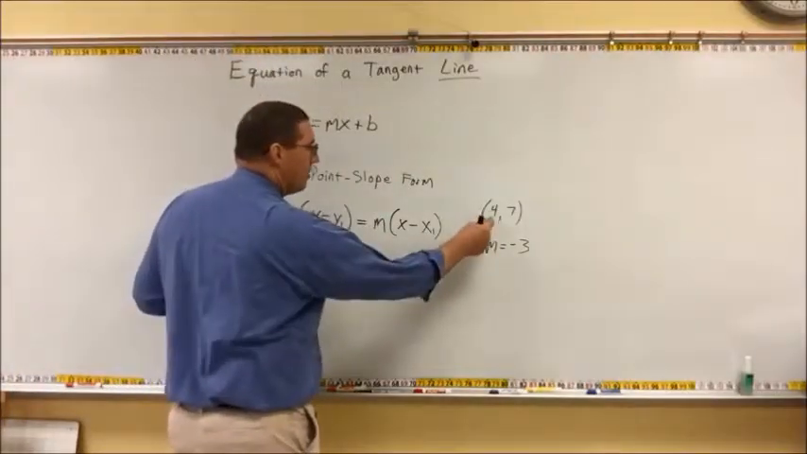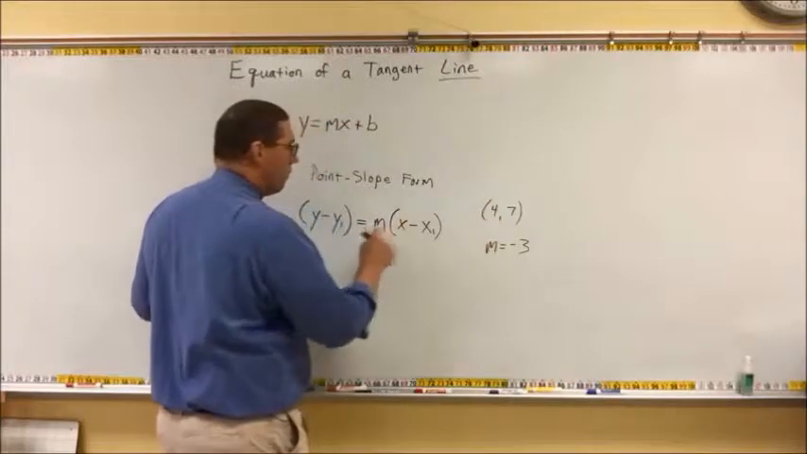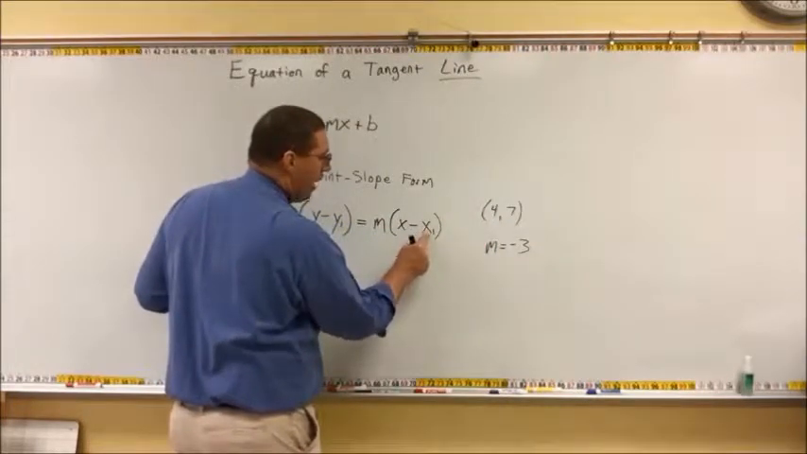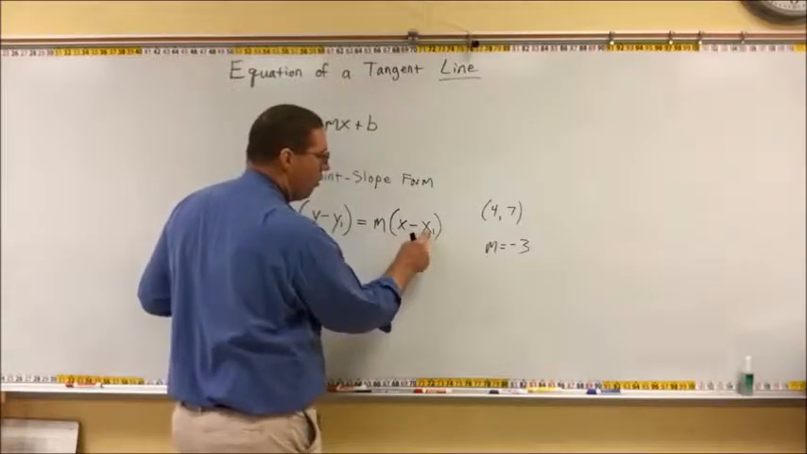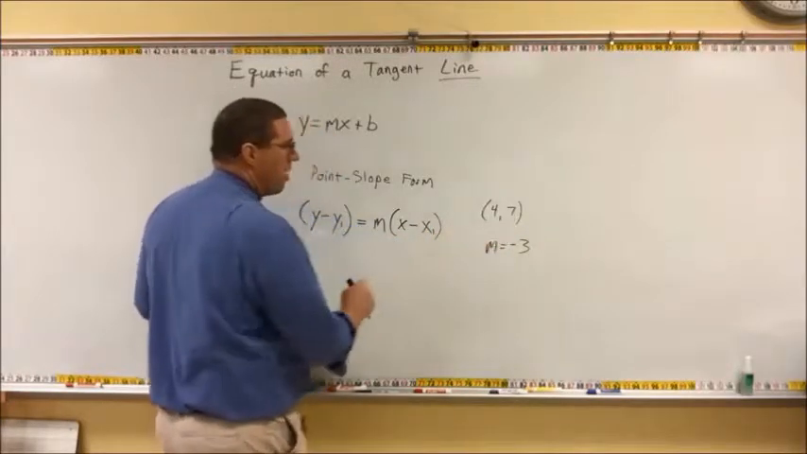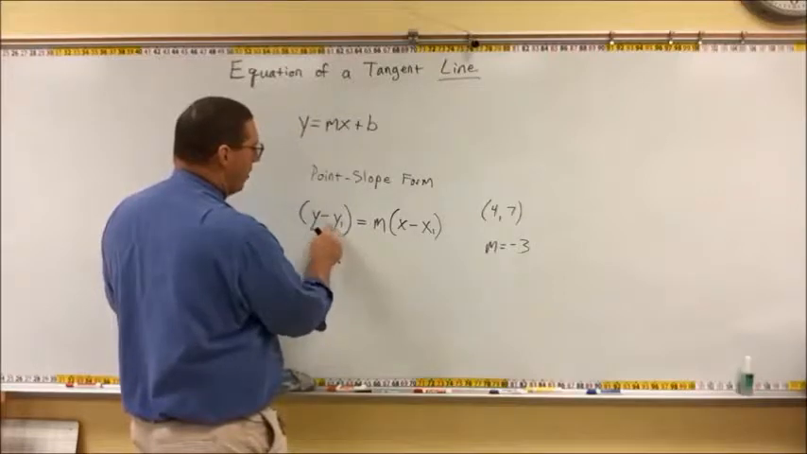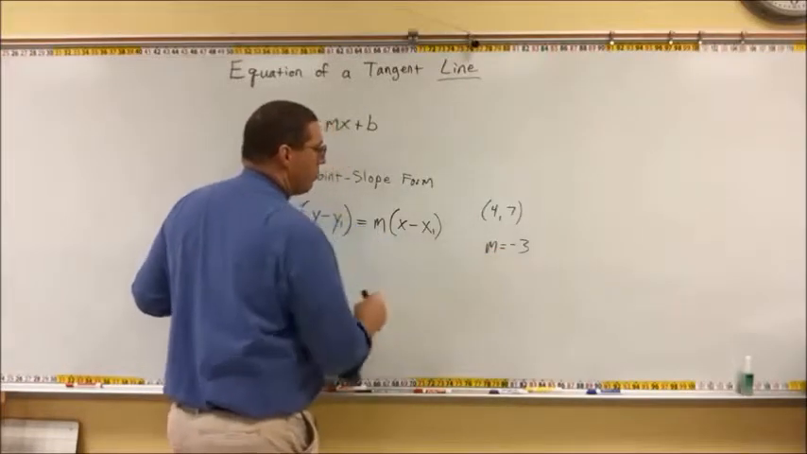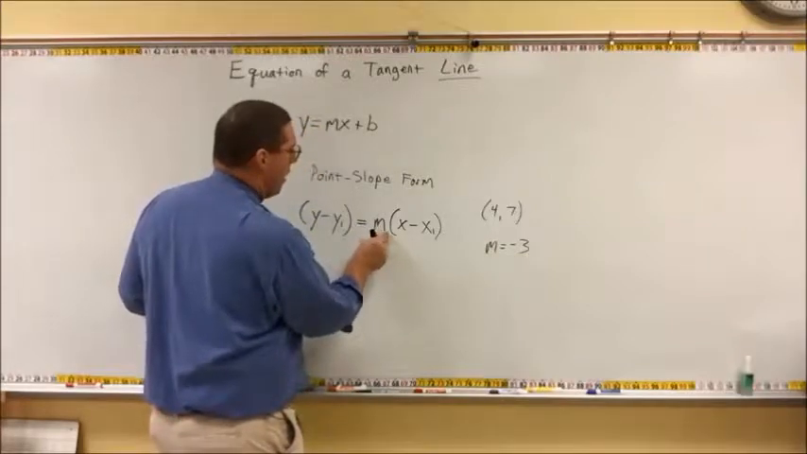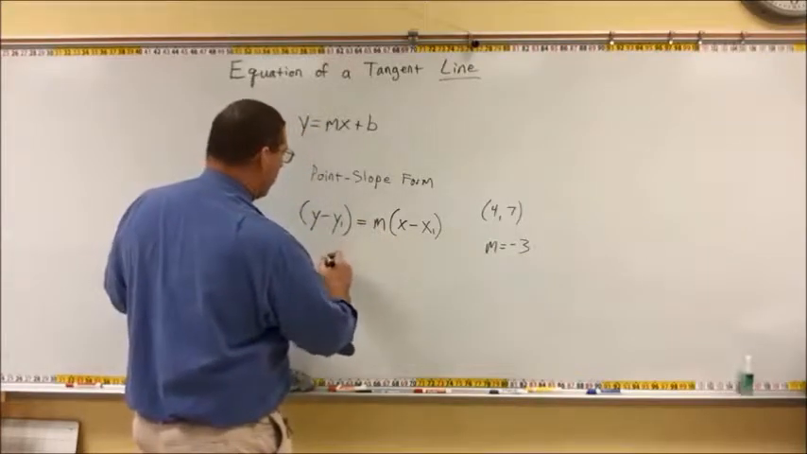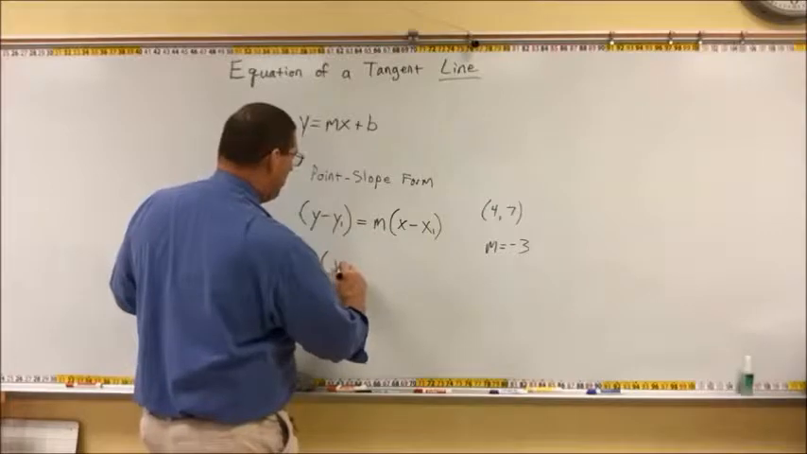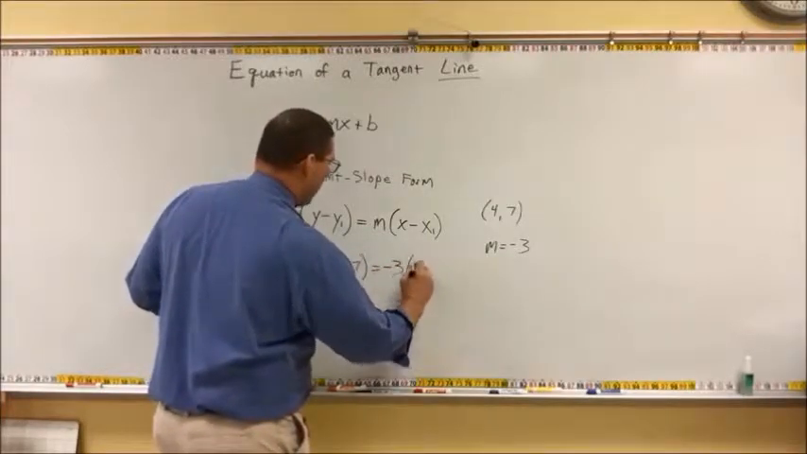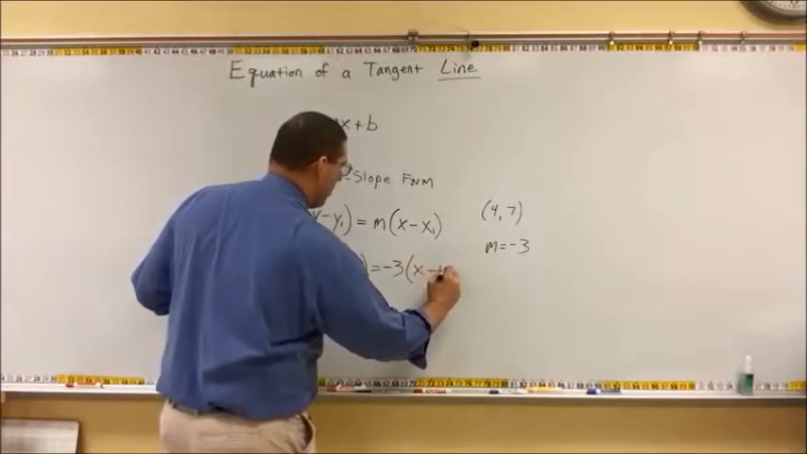What we would do is we'd take the x value 4 and put it in for the x value here, x minus 4. We would take the y value 7 and put it in here for the y value, y minus 7. And then we would take the slope, -3, and put it in here for the slope. So our equation would be y minus 7 equals -3 times x minus 4.